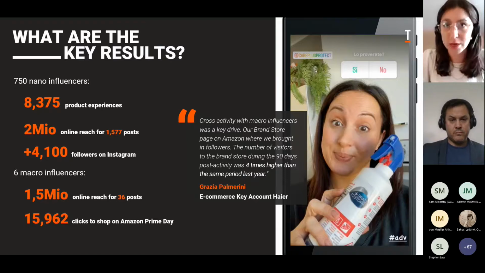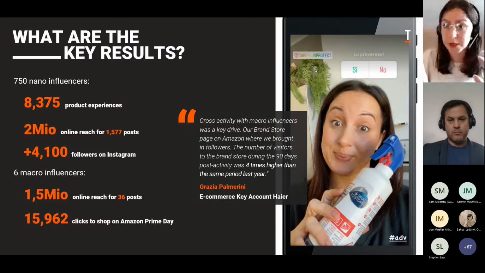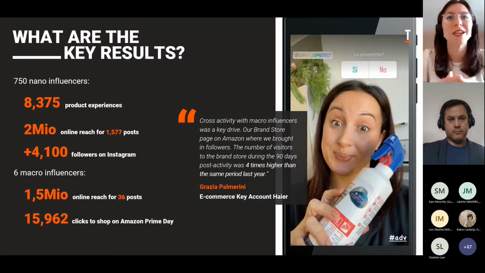And their e-commerce key account at higher groups explained that this cross activity was a key drive to their brand store. We brought the influencer to their brand store, and the number of visitors to the brand store during the 19 days post activity was actually 4 times higher than the same period last year. So they were really seeing very clearly the difference between 2020 and 2021. So this was really crystal clear.